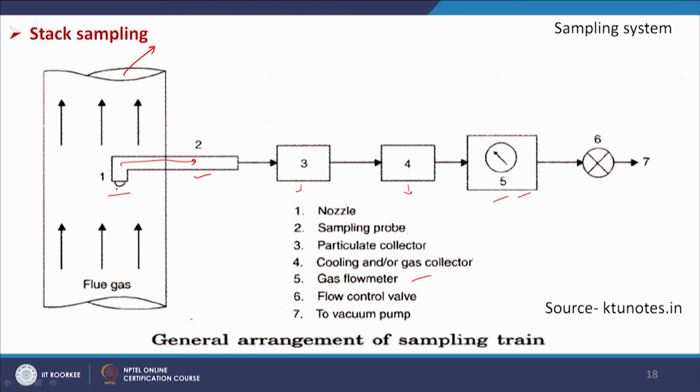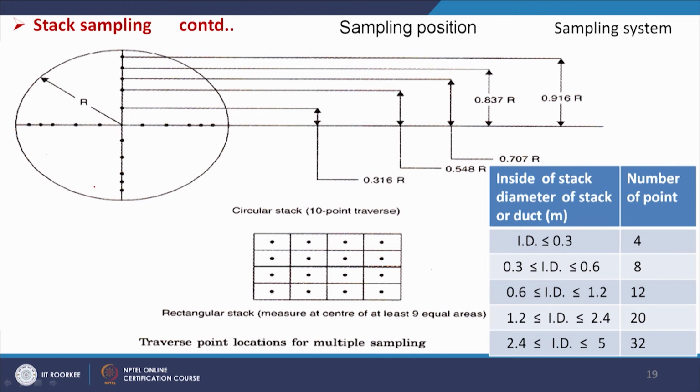So, how many samples we will take from this one, and what will be the location, those are very, very important, so that we can get a representative sample. That is why one guideline is here: a circular stack, where a 10 point traverse is shown.